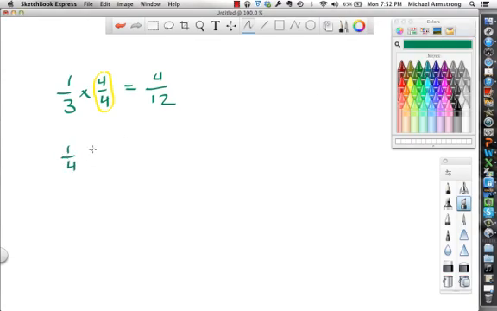1/4 times 3/3 is equal to 3/12. So 1 times 3 is 3. 4 times 3 is 12.